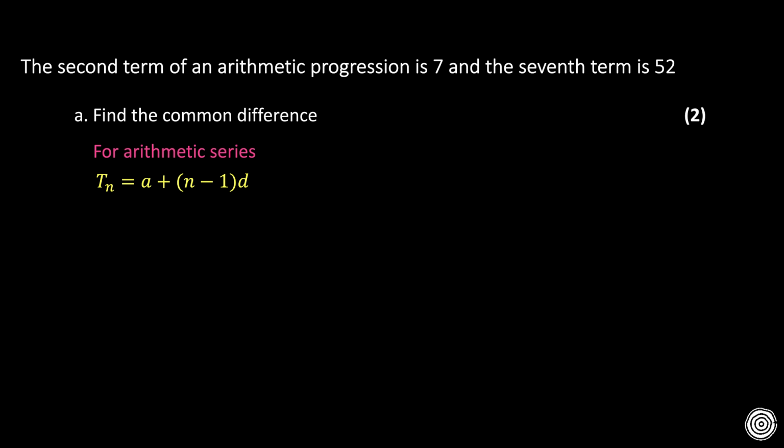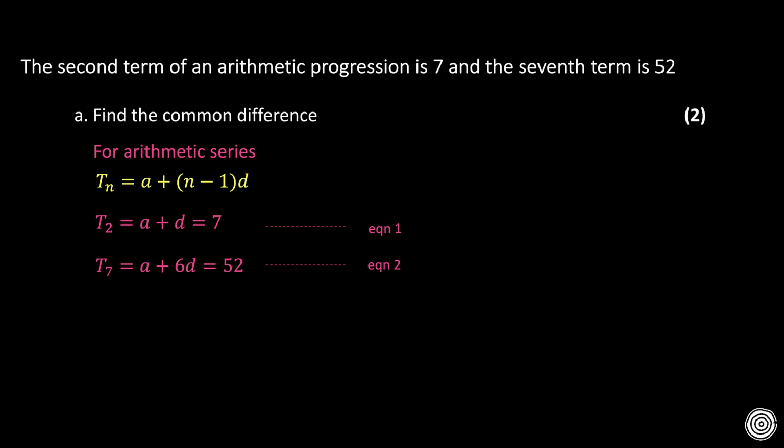So for an arithmetic series, I know that the general form is Tn is equal to a plus n minus 1 d. So for my second term, that's simply a plus d, and I know my second term is 7, that's been given there in the question, and I'm going to set that as equation 1.